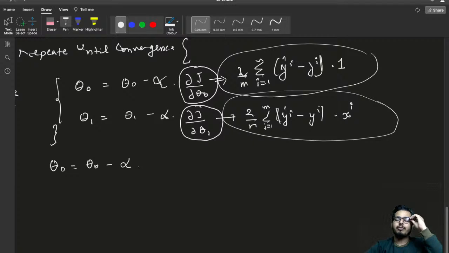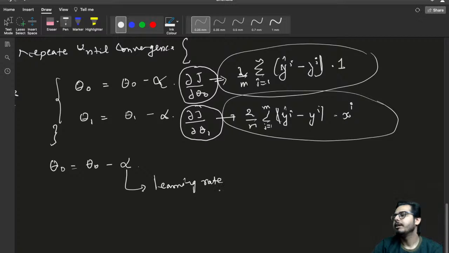And let's talk about what is alpha. So alpha is known as learning rate. What this actually means? This means you will take a next step, and this is basically a constant value. This is generally a constant value, and it actually means how long the step will be.